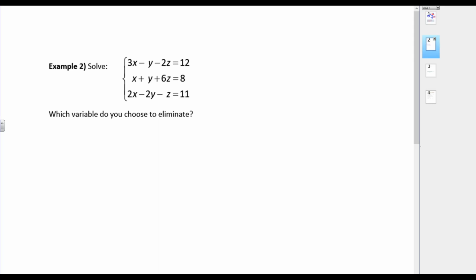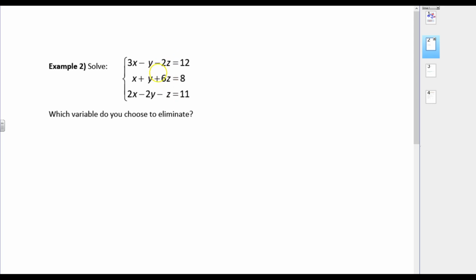When I'm looking at these equations here, I've got 3x minus y minus 2z equals 12, x plus y plus 6z equals 8, and 2x minus 2y minus z equals 11. And I first want to choose a variable to eliminate from two pairs of equations. I'm really liking the y.